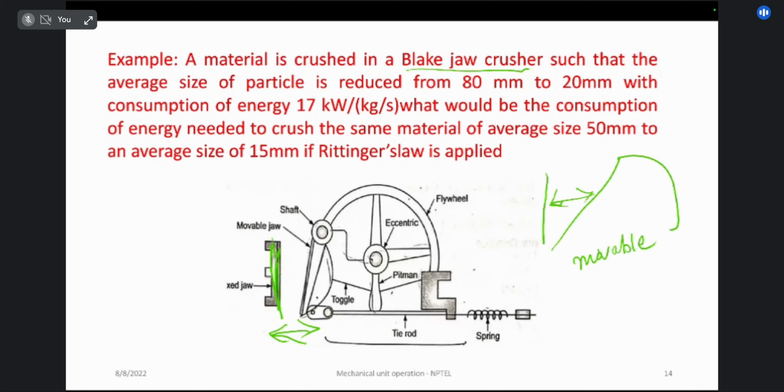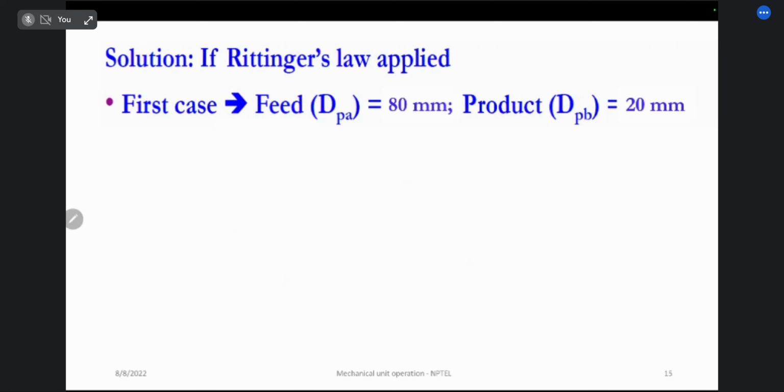We are directly told to use Rittinger's law calculation. The energy required is given for 80 mm to 20 mm size reduction. Now we have to find it for 50 mm to 15 mm. We'll put in the equation P by m dot, which is direct. We will find the Rittinger's constant and use that constant for the next phase of calculation.